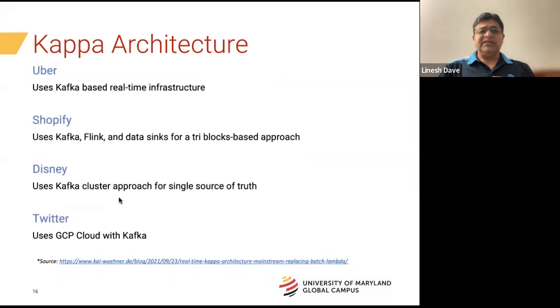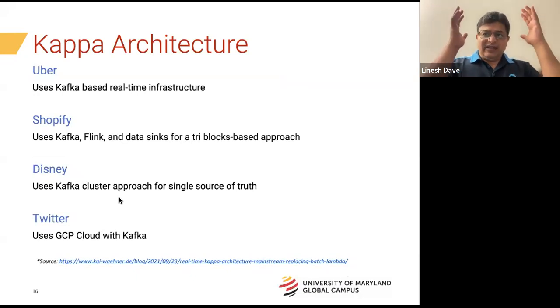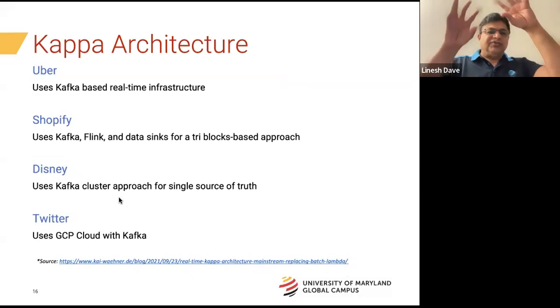And some of the companies that are using this architecture, like Uber, right? It uses Kafka-based real-time infrastructure. Shopify uses Kafka, Flink, and data sinks for a blocks-based approach. Disney also uses a Kafka cluster approach for a single source of truth. All the data that comes to it is stored within the Kafka cluster. And then this cluster serves any department within Disney that needs data. It just goes to one single source of truth.